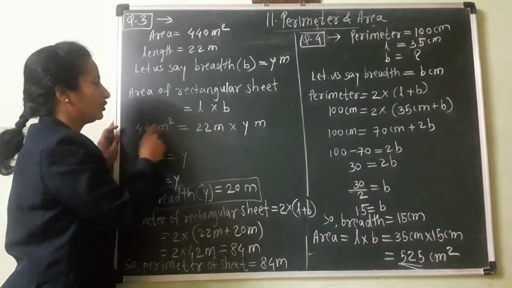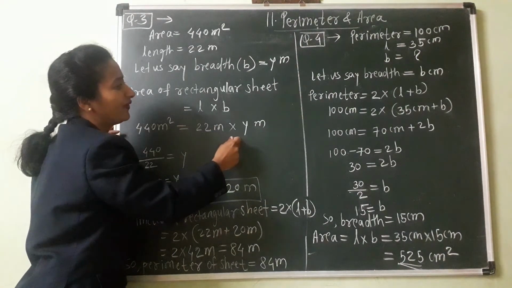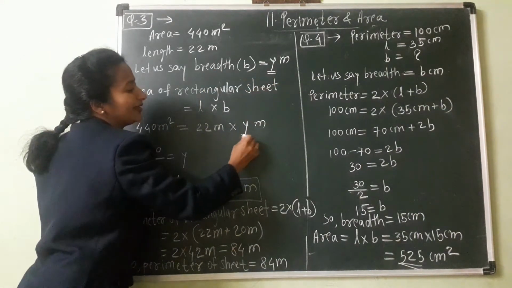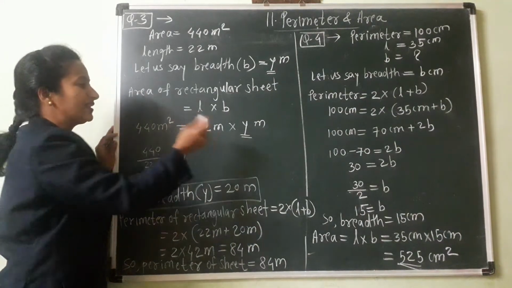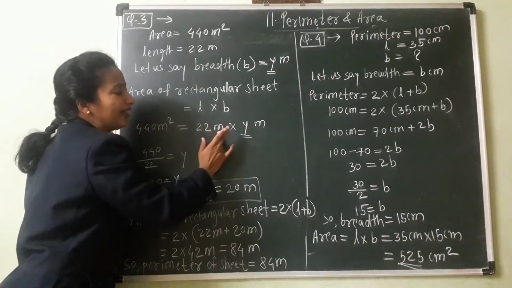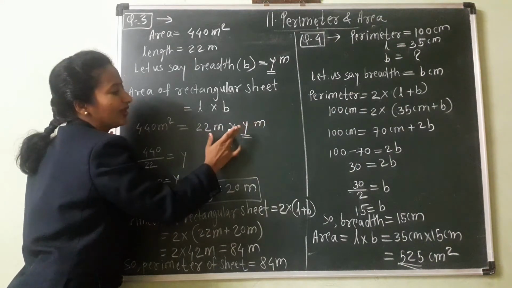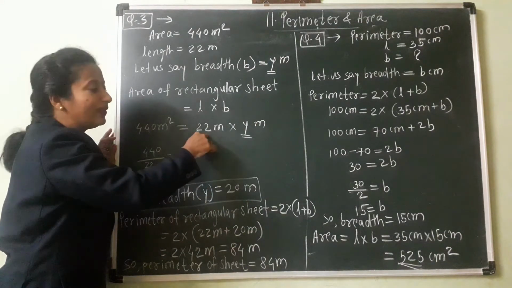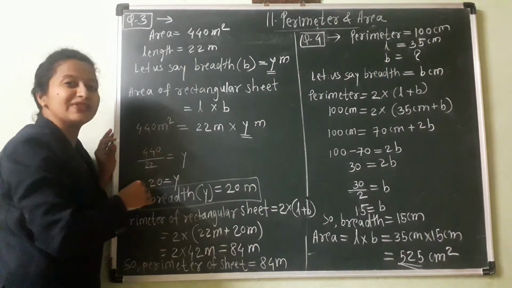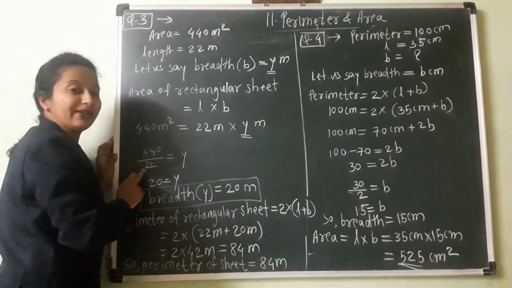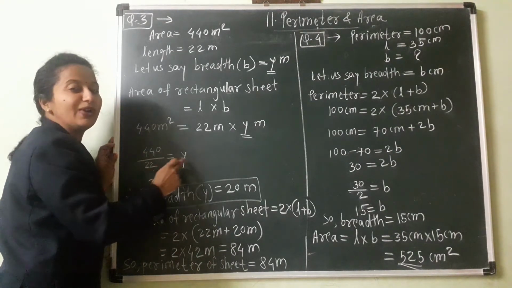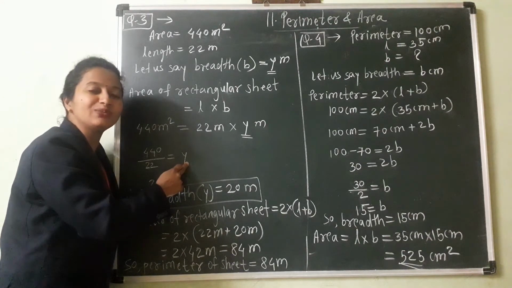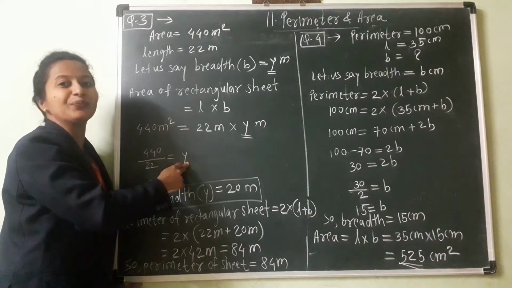So the area is known, length is given, and you have to find the breadth. Let's assume that breadth is equal to Y meter. So that's why I have written here Y. So obviously, 22 meter multiplied by Y meter, which sign can you see here? Multiplication. So obviously we have to find the Y, meaning the breadth. So this 22 will go to the other side of the equal sign. So it becomes division. So 440 divided by 22 is equal to Y. We have already assumed that Y is the breadth of that rectangular plot.